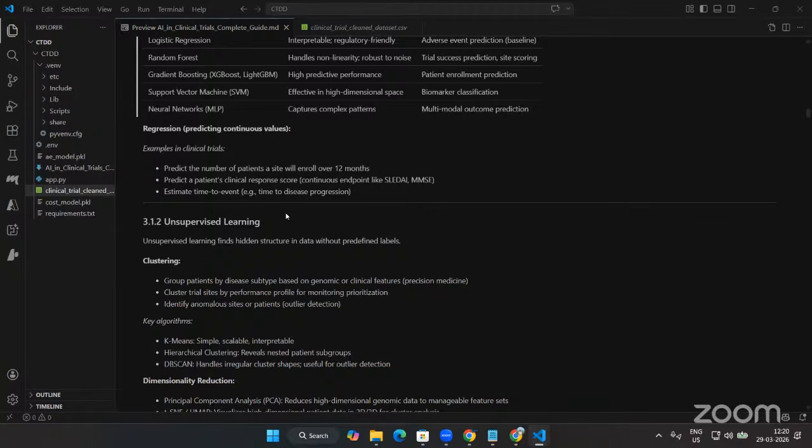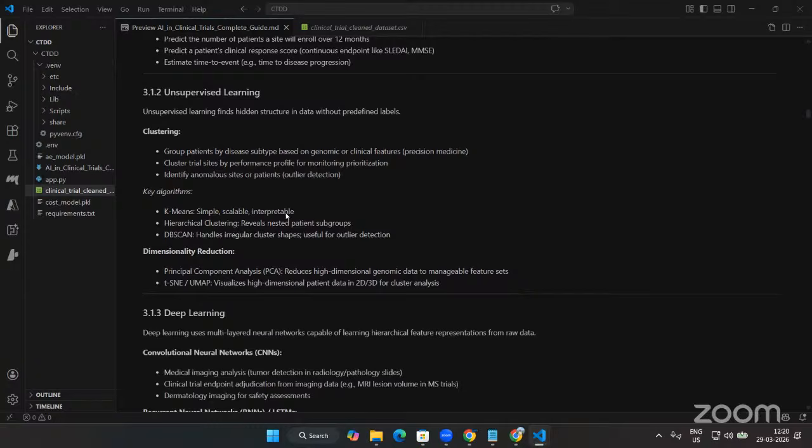The second type is unsupervised learning. In this particular case, unsupervised learning finds hidden structure in the data because the data is not labeled. It is unlabeled data. It has techniques like clustering. Clustering is grouping patients by disease subtype based on genomic or clinical features.